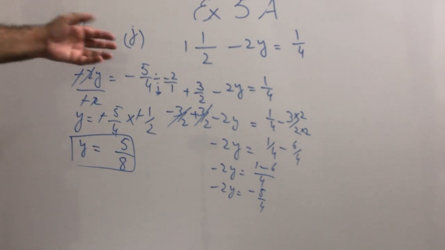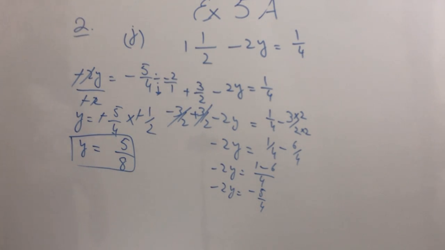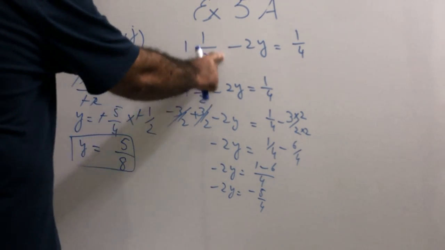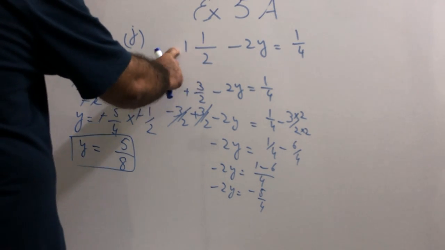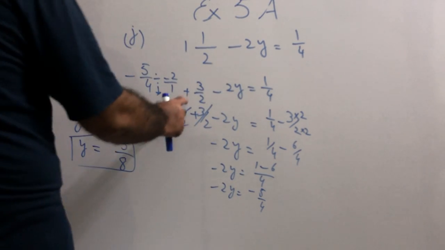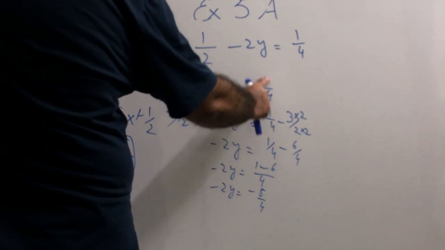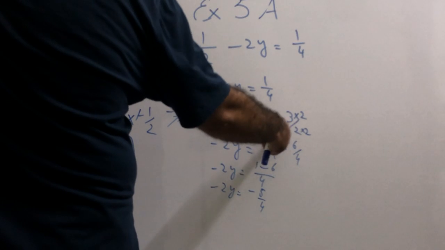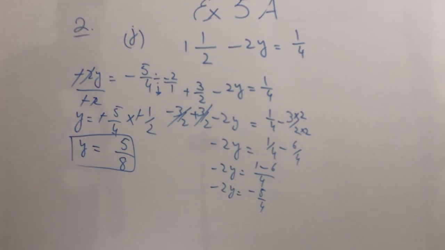So I will recap. It was 1 whole number 1 over 2 minus 2y is equal to 1 over 4. To know the value of y, first we converted this to an improper fraction. 2 1s are 2 plus 1, 3 over 2 minus 2y is equal to 1 over 4. Then we subtracted 3 over 2 from both sides, it was cancelled. Minus 2y is equal to 1 over 4 minus 3 over 2. Then we equalized the denominators, then we solved for y and we got the value y is equal to 5 over 8. So in this way we have completed 2 questions.